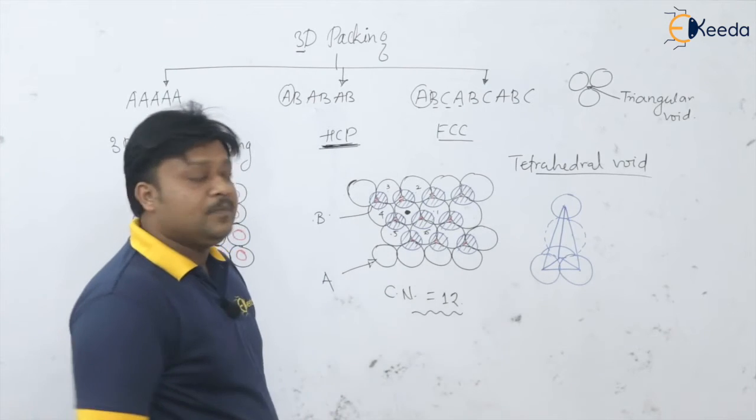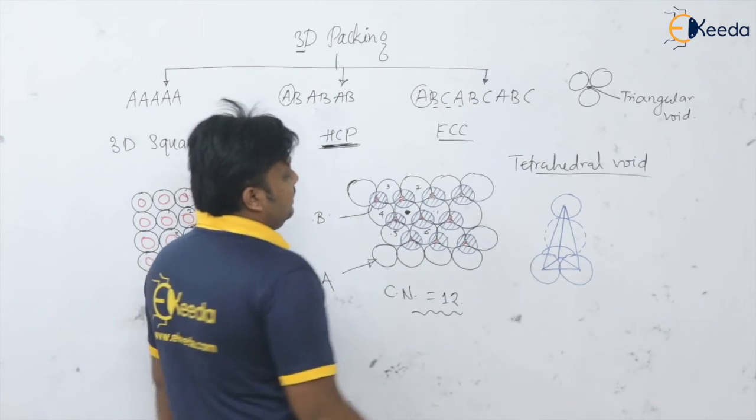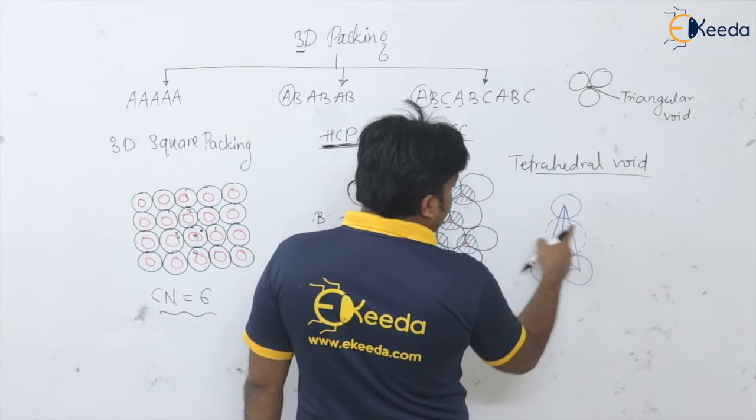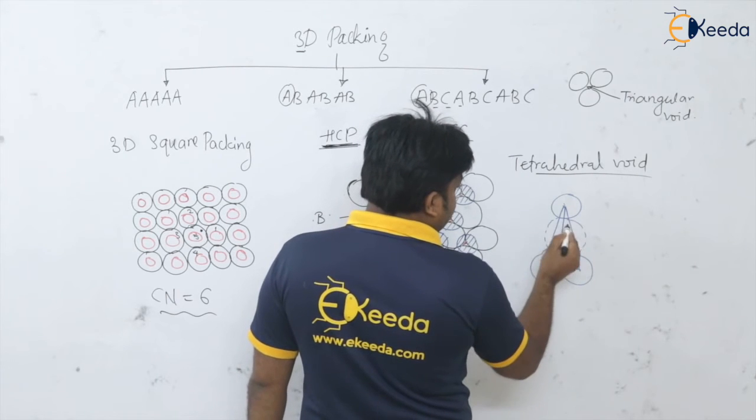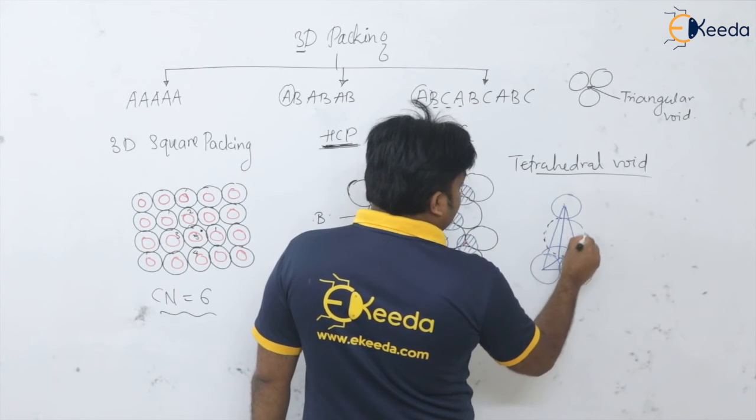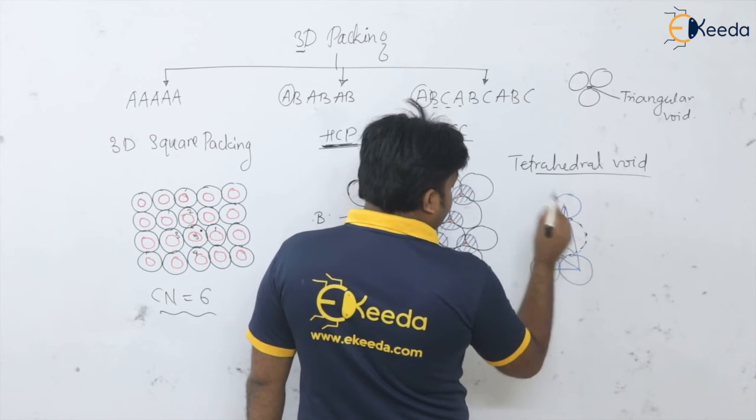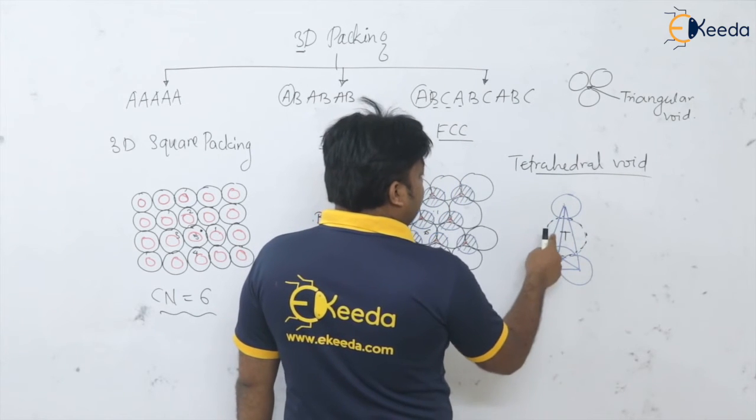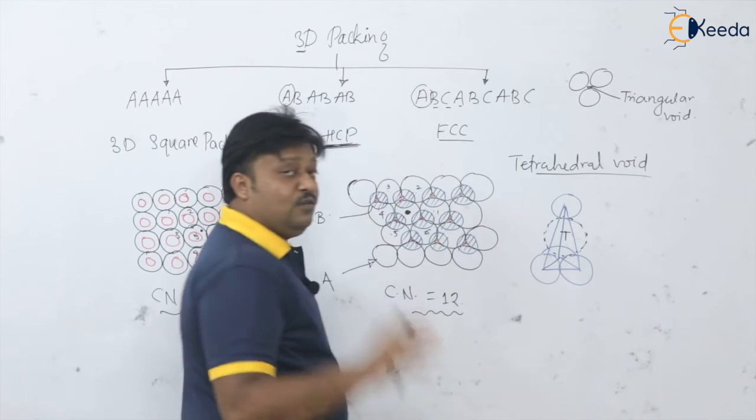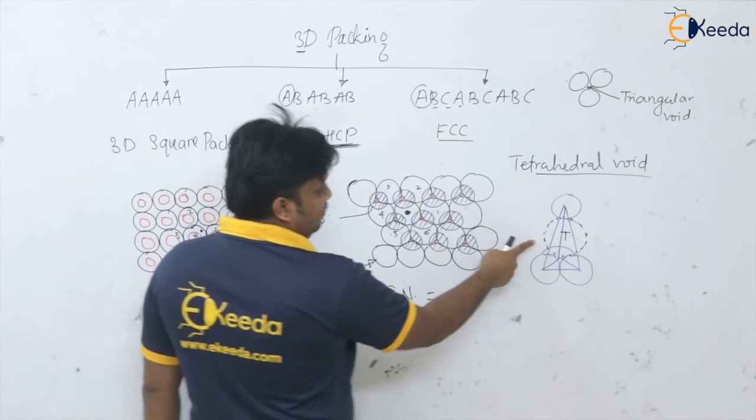Okay. And one thing here, see, this is the tetrahedral void. Yes or no? This black atom is covering this tetrahedral void. So if an atom is present inside this tetrahedral void, what is the coordination number for this?